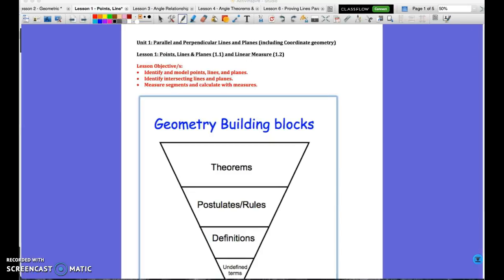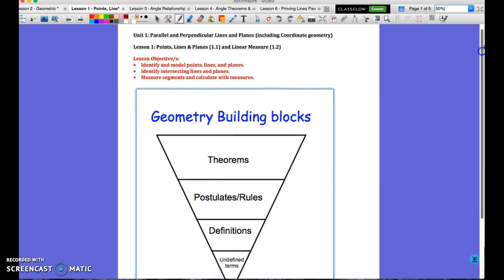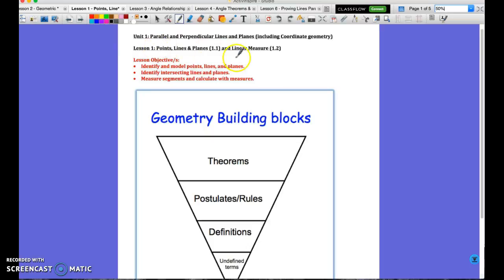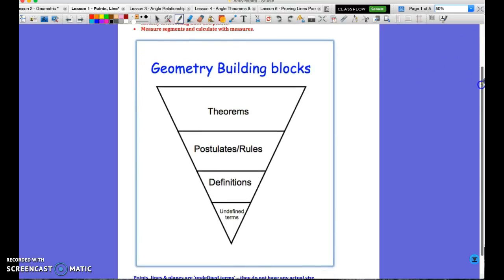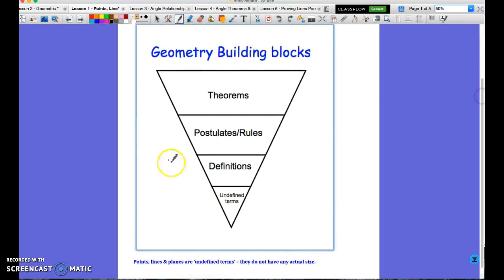Our focus for today is going to be on points, lines, and planes, and specifically also on how to apply these for linear measure. So what I'm going to do is start by giving you a very quick explanation of this upside down triangle and what we're intending to get you to understand by that. And so really we're looking at the building blocks of geometry. And the foundation of the building blocks of geometry are actually points, lines, and planes.